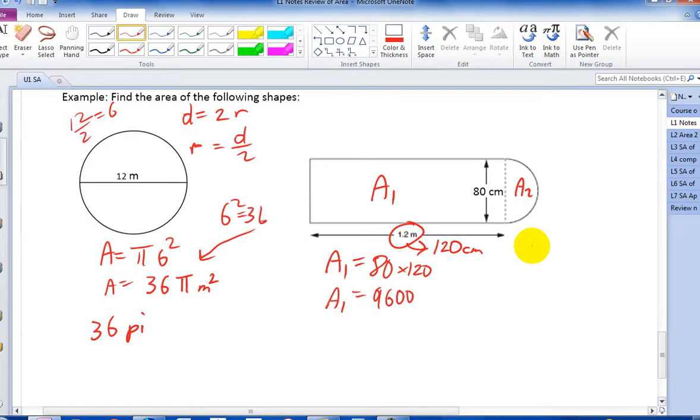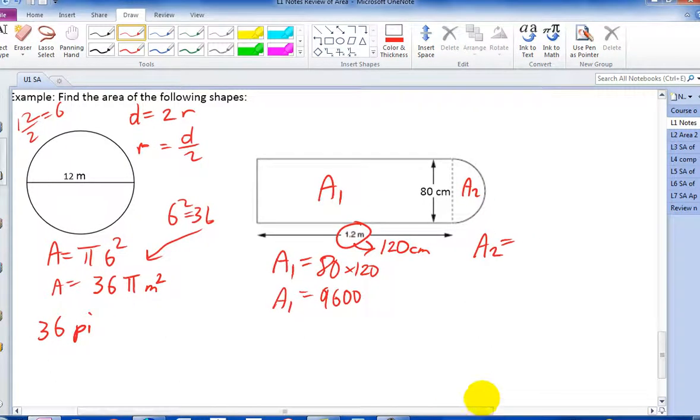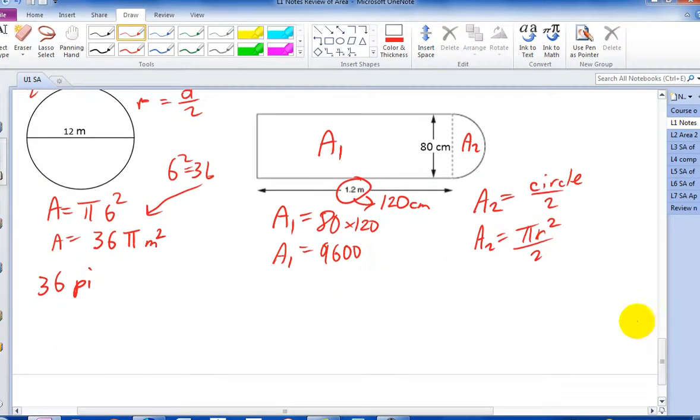Okay. What about area 2? What is that? What kind of shape would you call it? Semicircle, but what is a semicircle? Half a circle, right? So it's going to be a circle divided by 2. So area equals pi r squared divided by 2. What's the radius? 40 centimeters. Good. So pi 40 squared, all divided by 2.